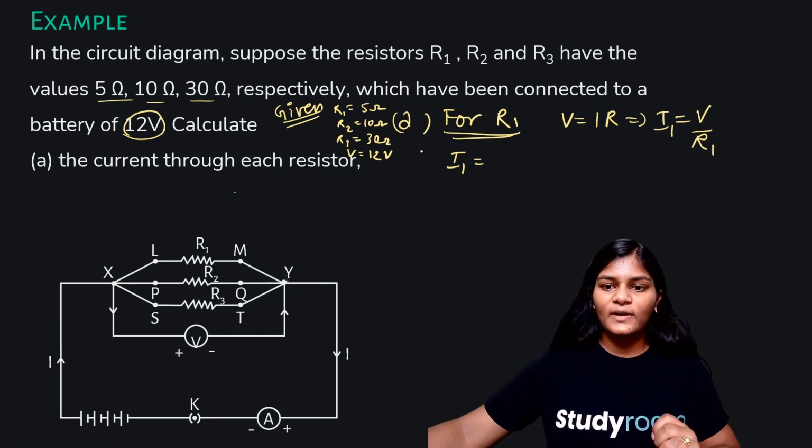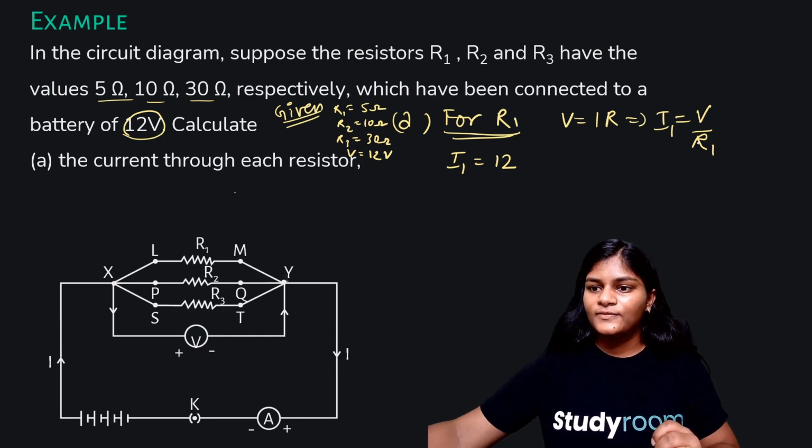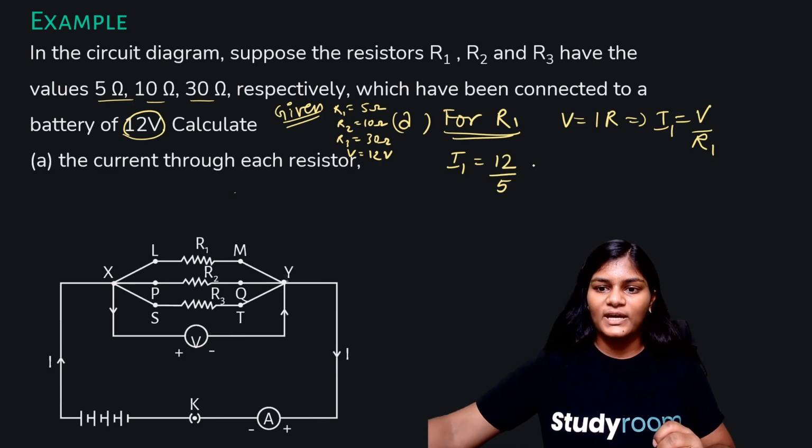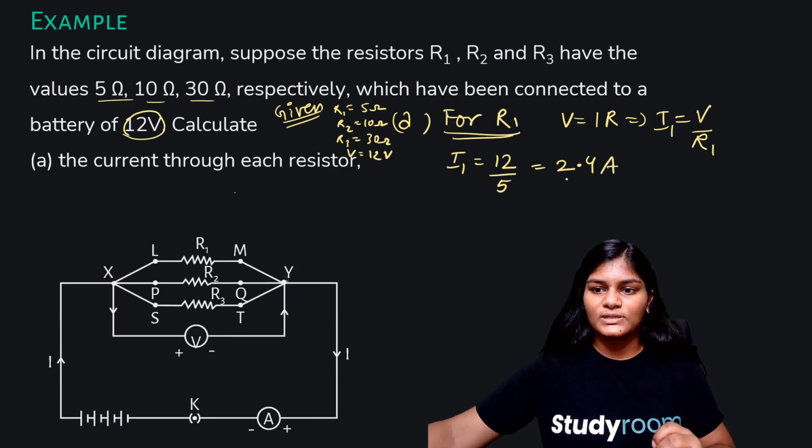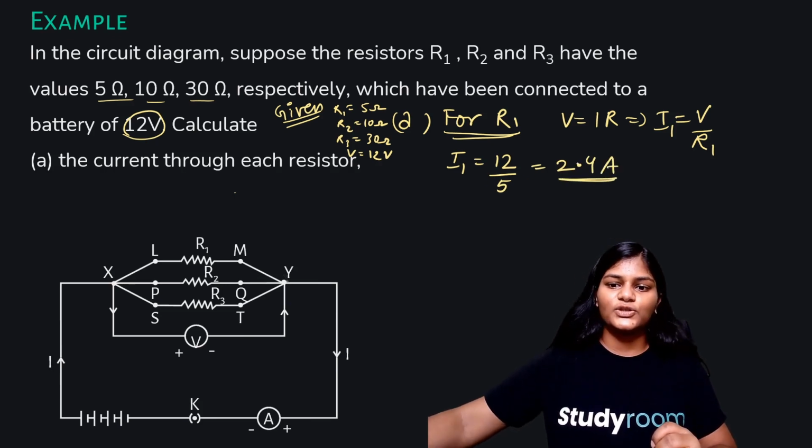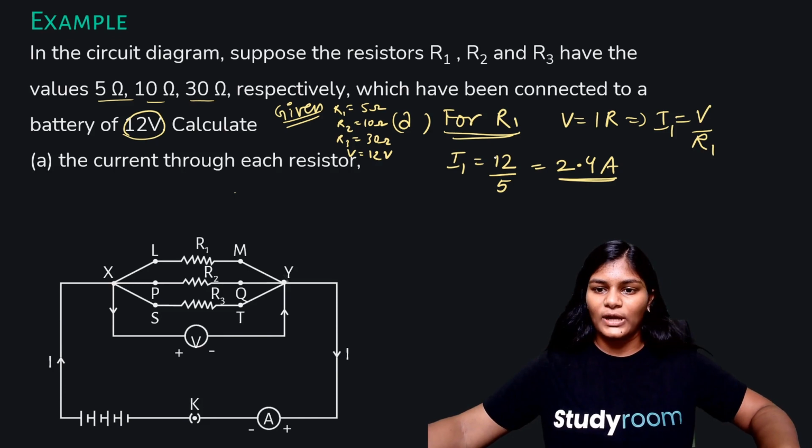Great. So I1 is, what is V? 12 upon R1, right? What is R1? R1 is 5 ohm. So 12 upon 5, which is equal to 5, 2 is 10, 2.4 amperes. Right? Great. So I1 is 2.4 ampere.